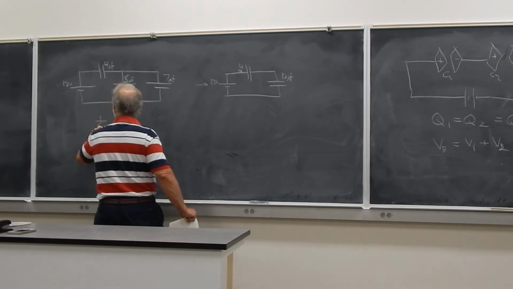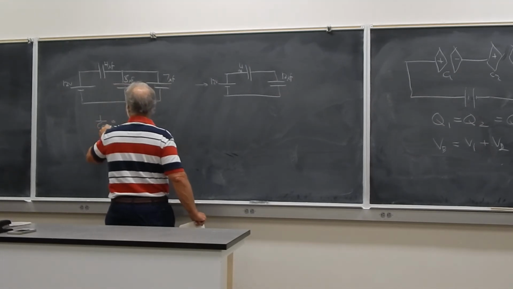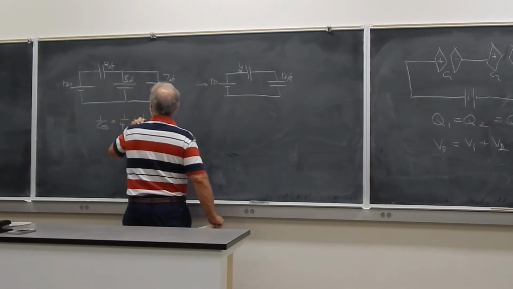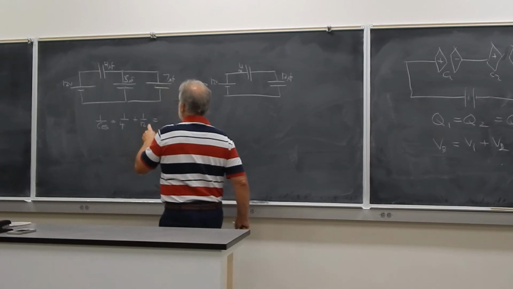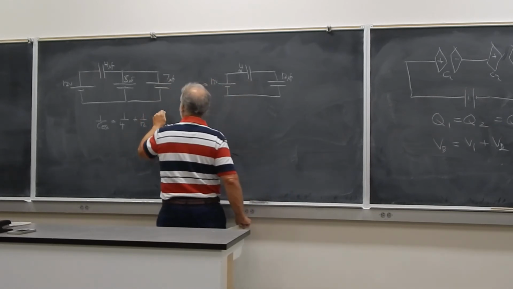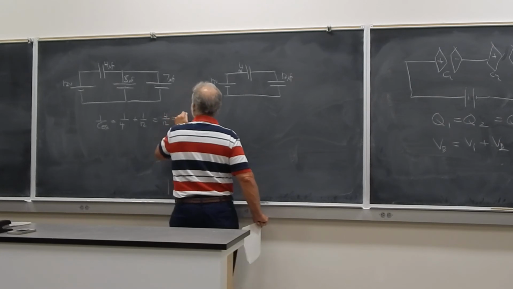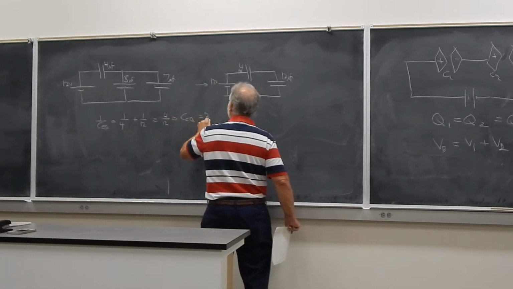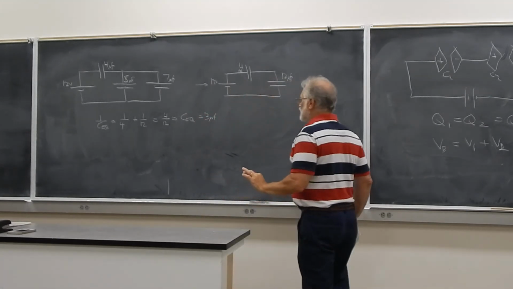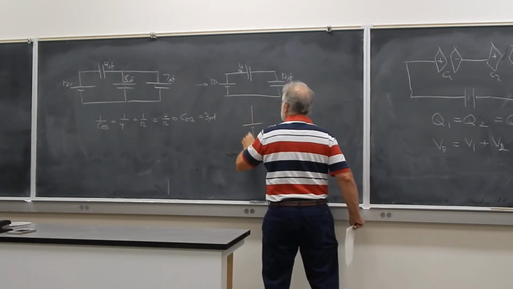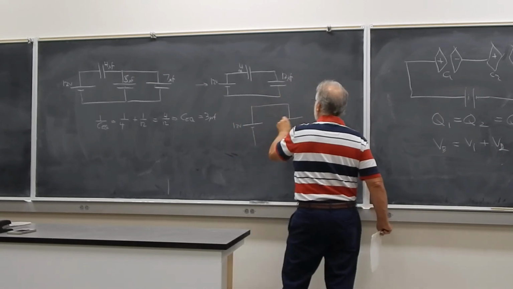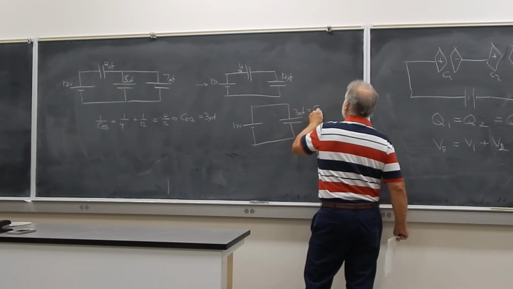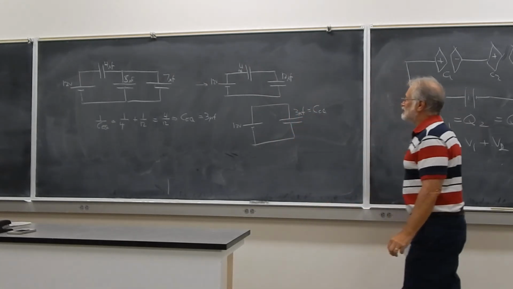I know that 1 over the equivalent capacitance is equal to 1 over 4 microfarads plus 1 over 12 microfarads. So that's going to be 3 over 12, and 1 over 12 is 4 over 12. And therefore, I've got to remember to flip them, C equivalent is going to be equal to 3 microfarads. So I have an equivalent circuit that has a battery with 12 volts and a capacitor with 3 microfarads. This is my equivalent capacitance, 3 microfarads.